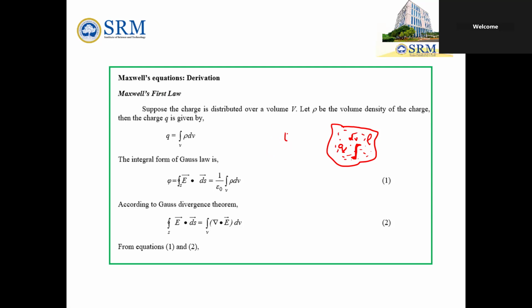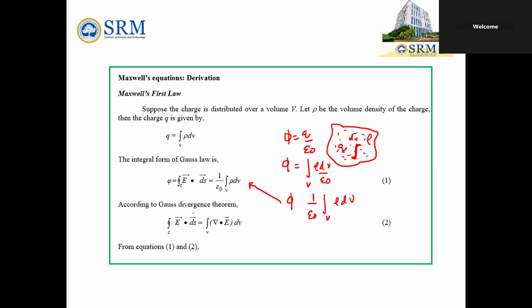Generally, Gauss law is phi equal to Q by epsilon naught. What is the Q value? You know very well, phi is equal to the volume integral of rho dV by epsilon naught. The constant is 1 by epsilon naught, the permittivity of free space. This equation is explained in this part.